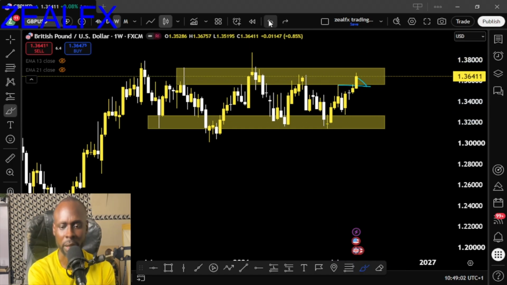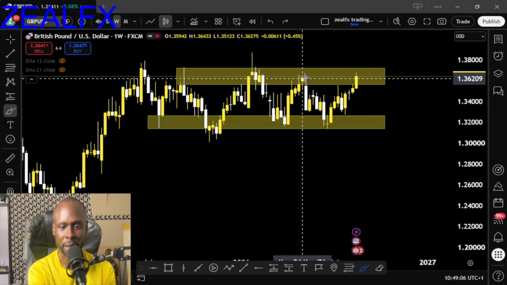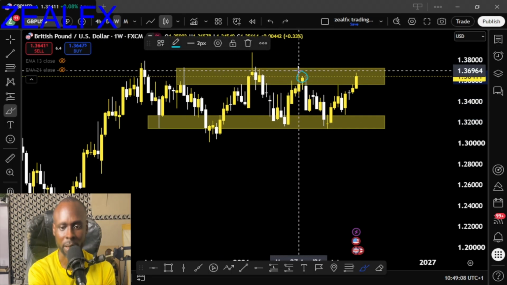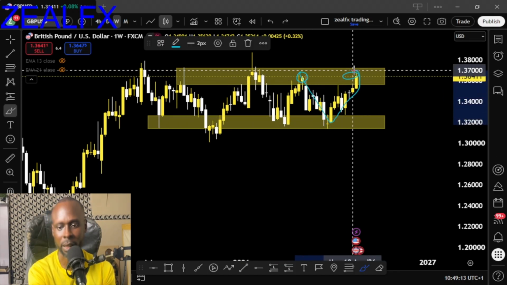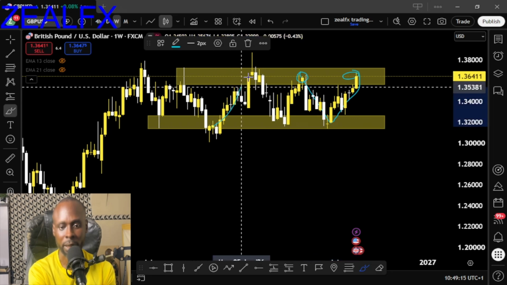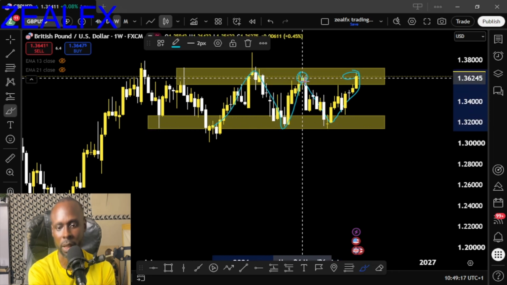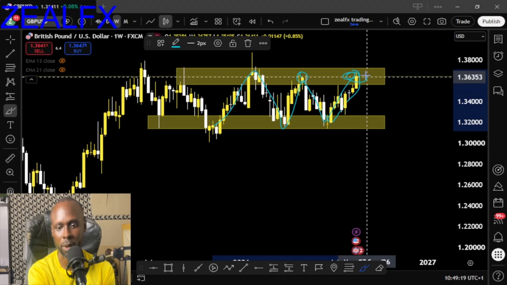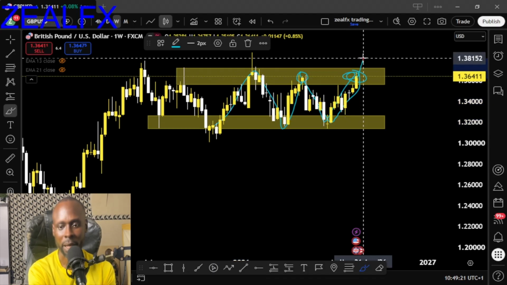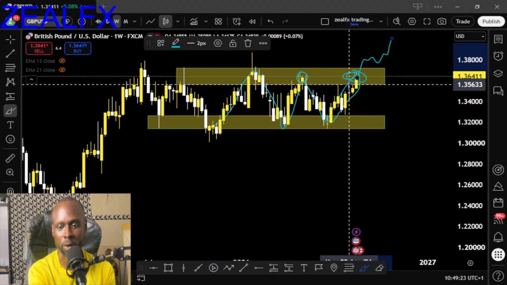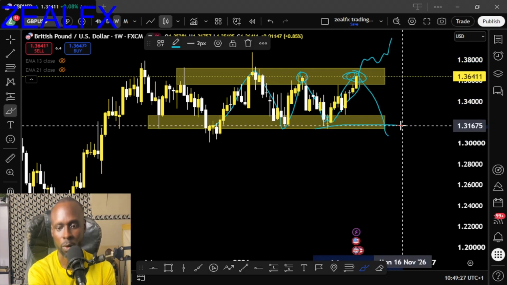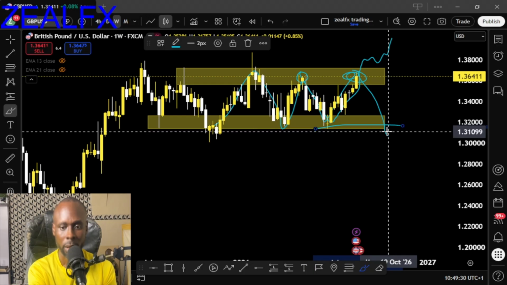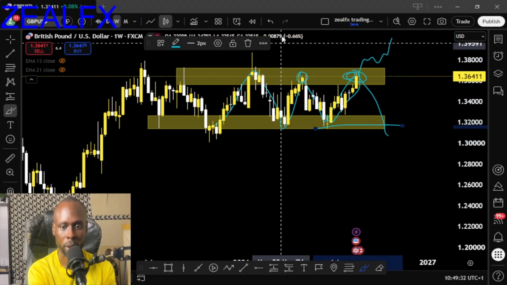Then we can also see that on this current resistance level, the first time price tested this resistance level, price dropped. The second time, price dropped. This is the third time. So if you can see price break above this, we expect more buying to the top. If price fails to break this, it may drop price back down to this support. So this is what we're expecting from the pound on the weekly time frame.